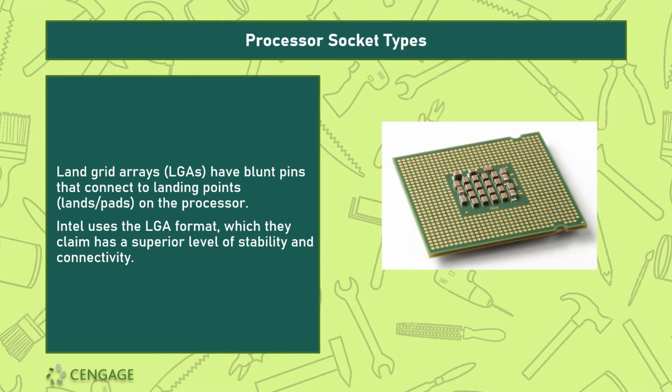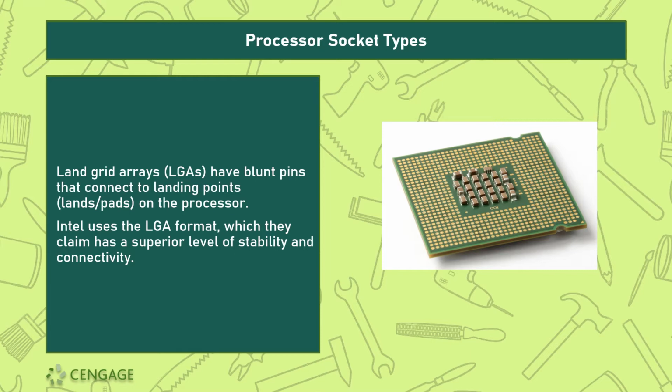Land grid arrays do have a form of pin, but the pins are very, very shallow, usually to the point where they seem flush with the surface of the chip itself, where it lodges into the socket. So this format, as claimed by Intel, who uses it, has a superior level of stability and connectivity. Now we can see from some certain physical properties why this might be the case. The broader pin means that there's going to be more potential physical contact and therefore bandwidth between the CPU and the motherboard.